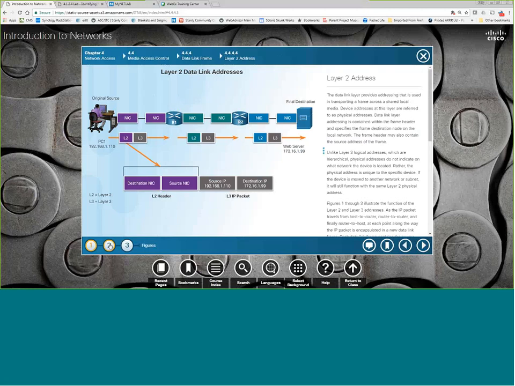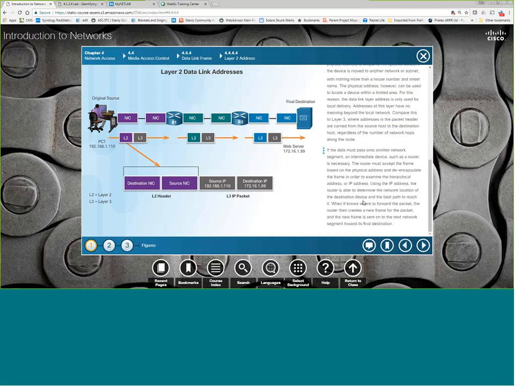Notice how the layer 2 address, source and destination, changes at every single hop. So the layer 2 information is rewritten at each hop along the path by routers. Layer 3 is not rewritten by default, although it can be. We do know that it's possible to do that.